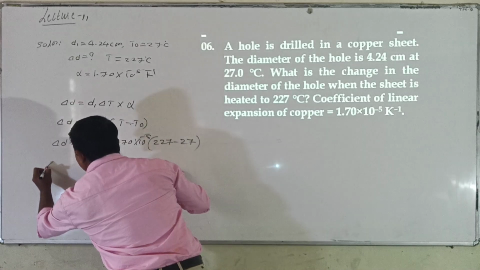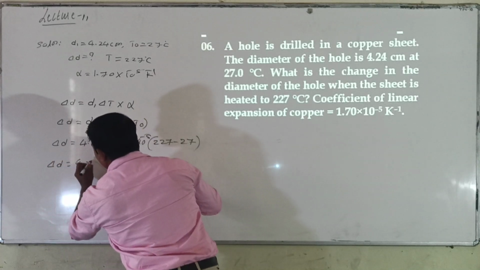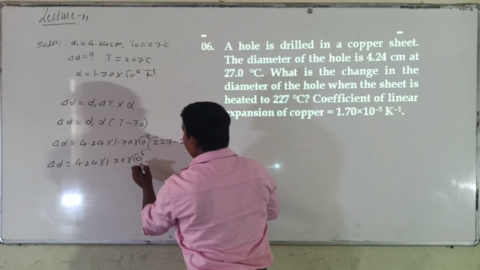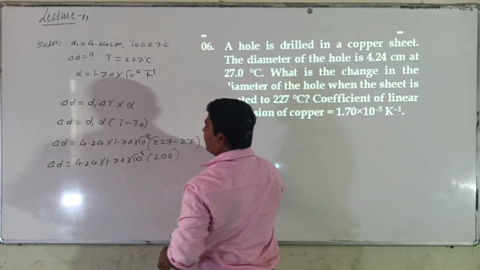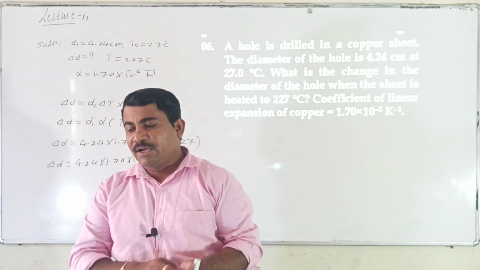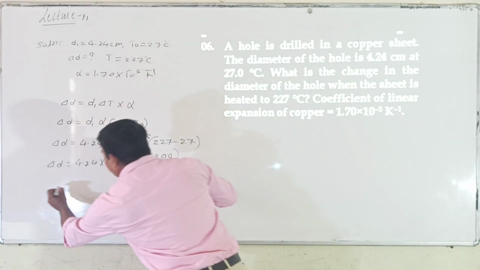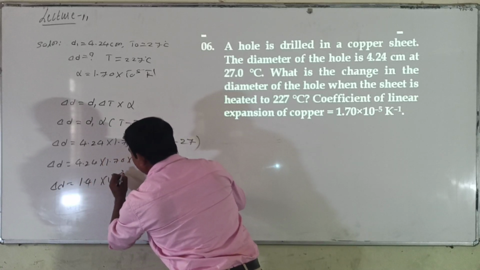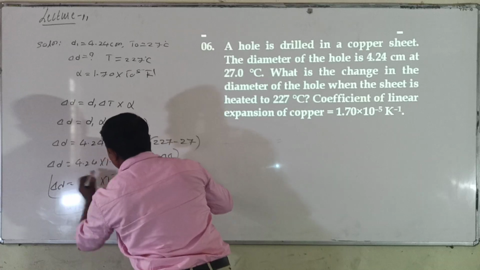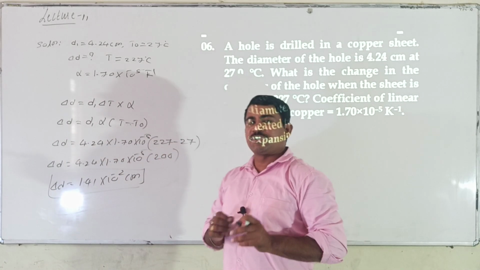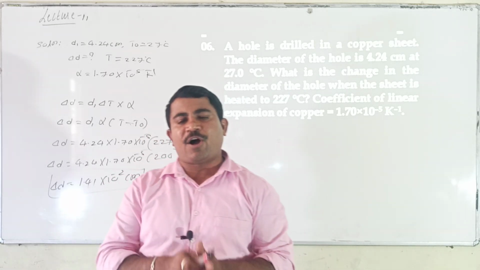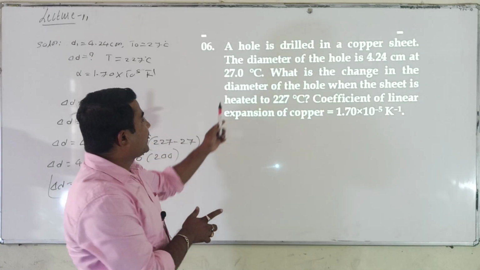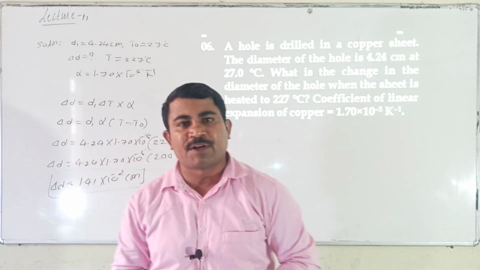Then the change in diameter is 4.24 into 1.70 into 10 raised to minus 5 into 200. From this I get the change in diameter, which is found to be 1.41 into 10 raised to minus 2 centimeter. This is the change in diameter when the temperature of the hole increases to 227 degrees Celsius, when the initial hole diameter was 4.24 centimeter at temperature T0.